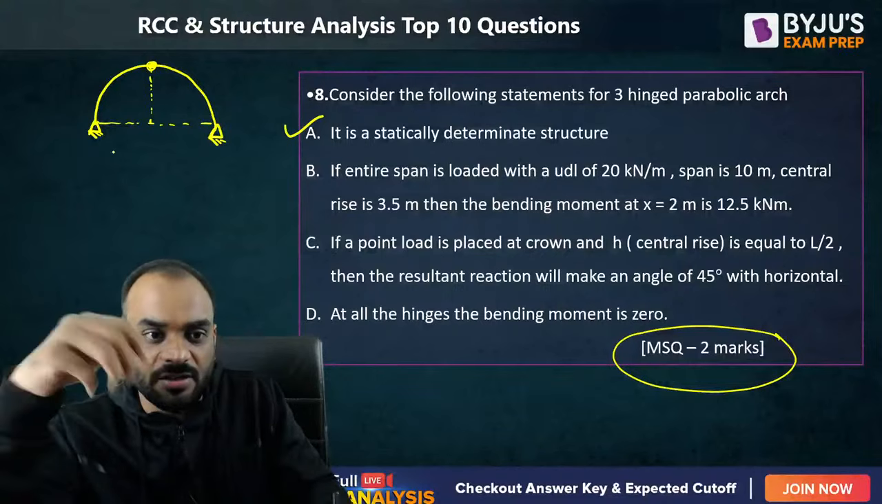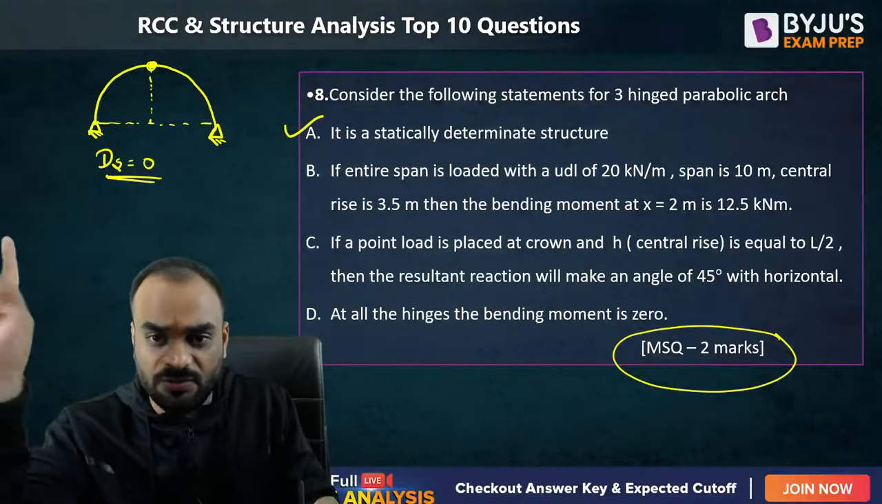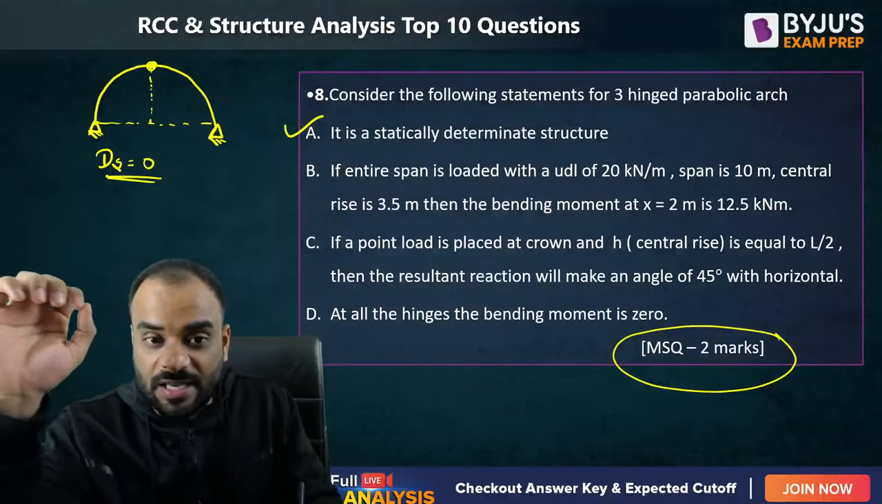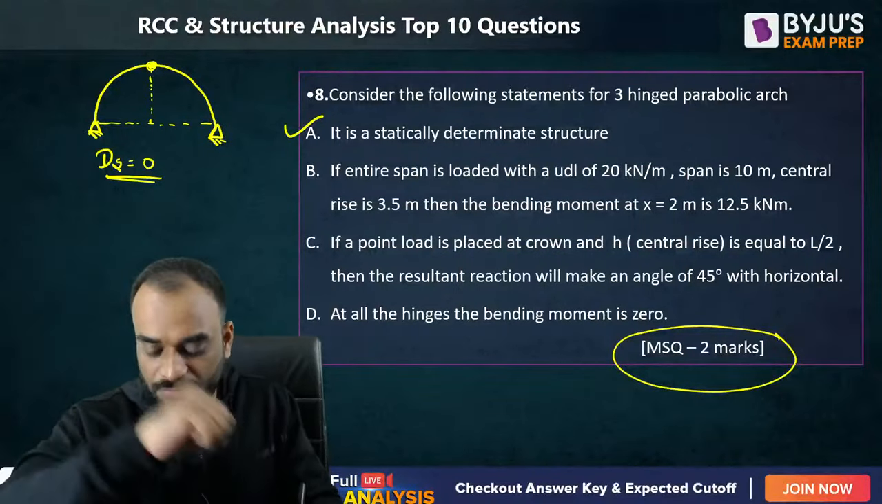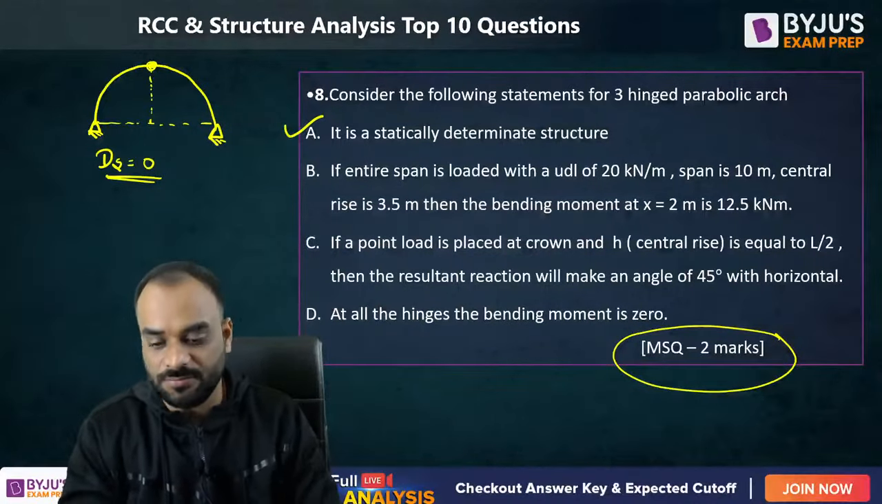Yes, we know that the value of DS is equal to how much? It is equal to 0 for three-hinge arch. We know that, right? Now tell me the second statement is correct or wrong. Please write down.